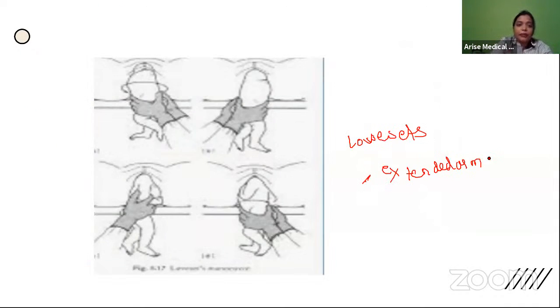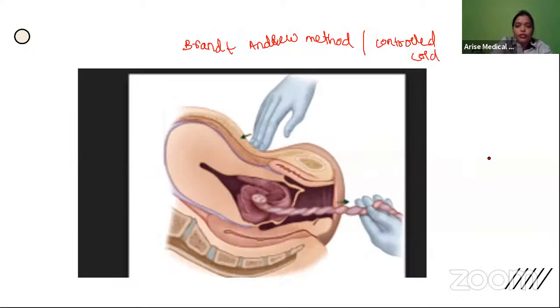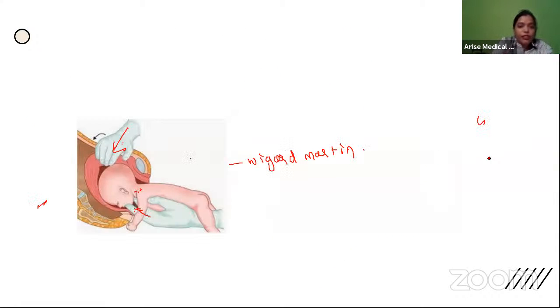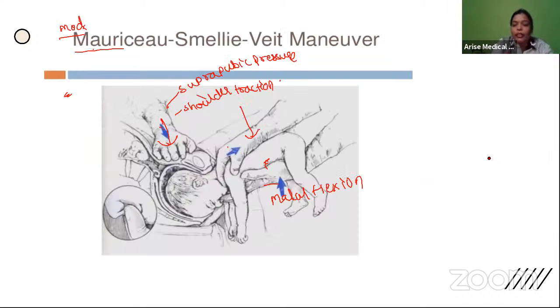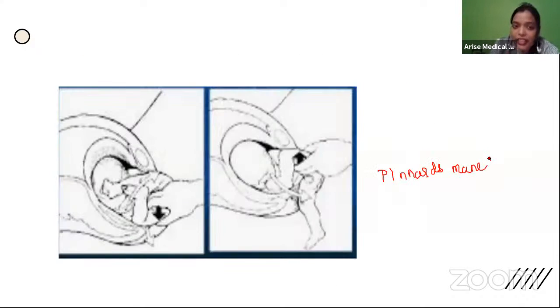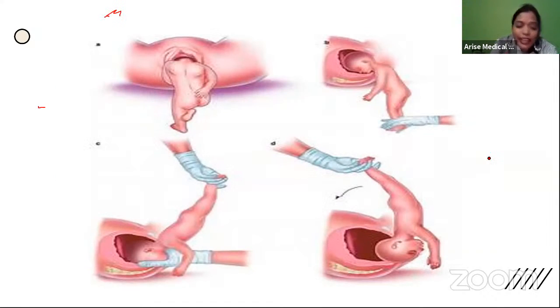So those are the different maneuvers. I'll just go through those. This is Prague maneuver, modified Prague maneuver. This is Wigger-Martin for aftercoming head of breech. This is modified Mauriceau-Smellie-Veit maneuver. This is Lowset's maneuver for extended arm. This is Pinard's maneuver for arrested lower limb. This is again Bracht, right? So that was about today's session where I tried to show you some of the images, USG images as well as maneuver images, right? So all the best, guys.